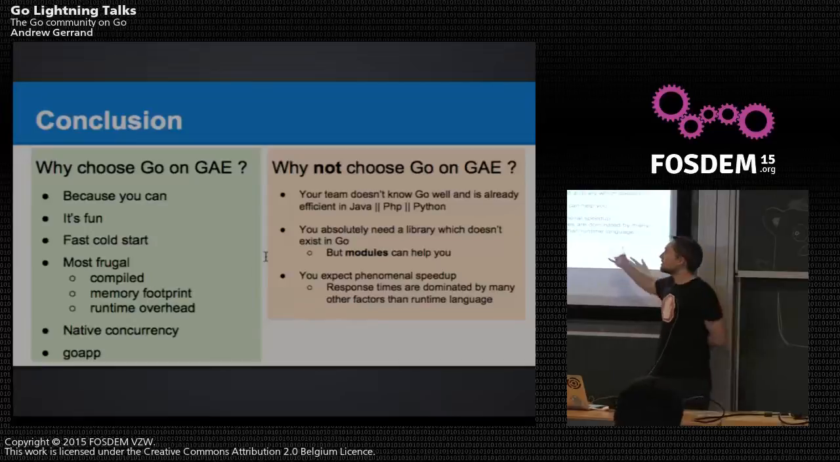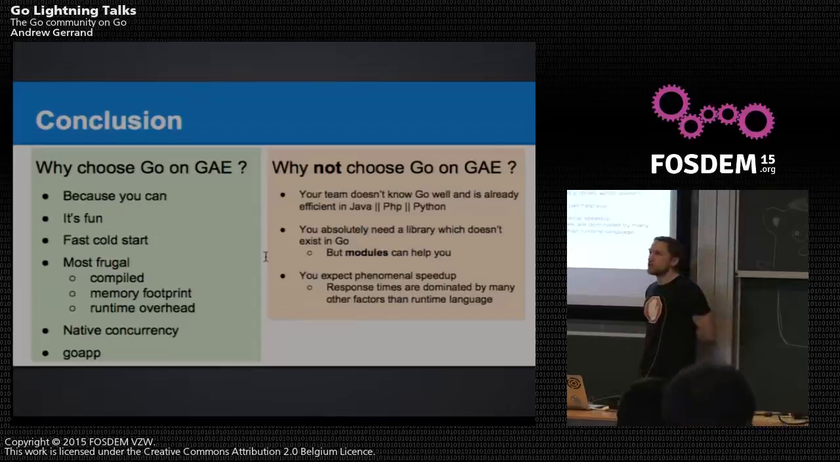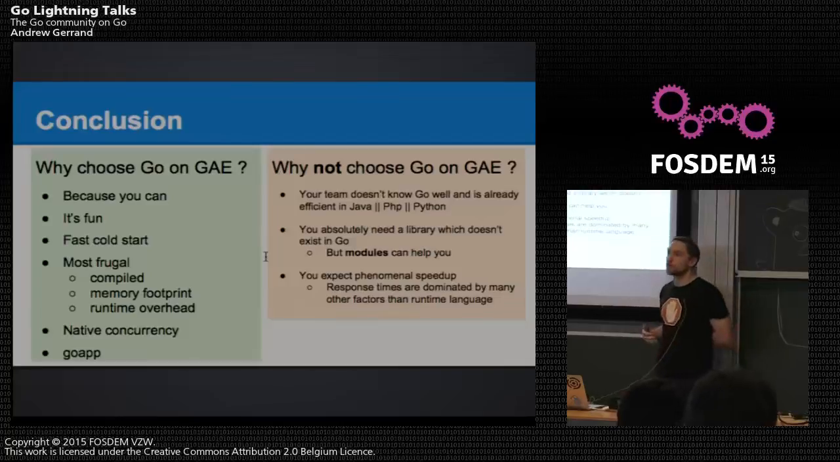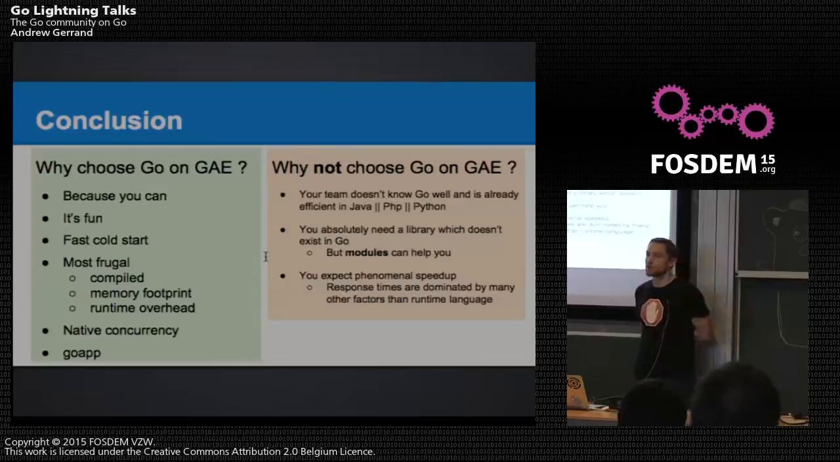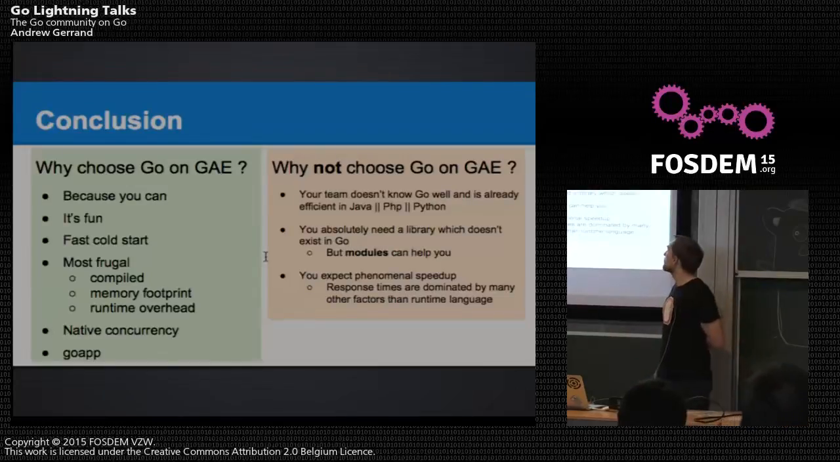But of course, you won't get phenomenal speedups for your web app because the latency usually isn't dominated by the instance itself or the CPU cost of the instance. There are many other factors. For example, in my load test, having an injector in Asia was 10 times slower than in the US, just because the instances happen to be in the US. So there are other factors.